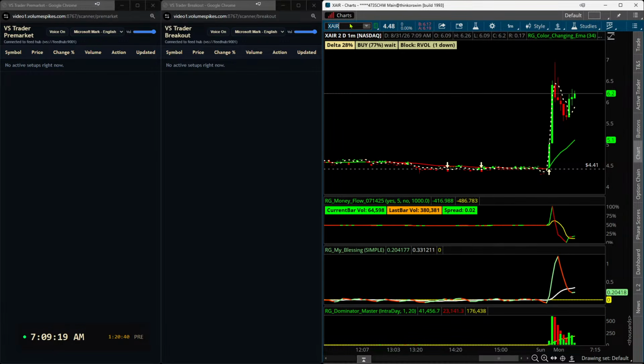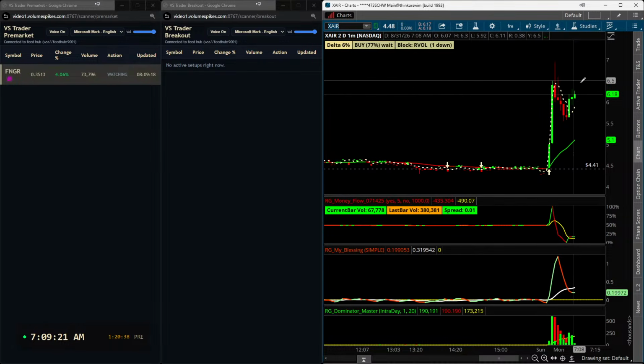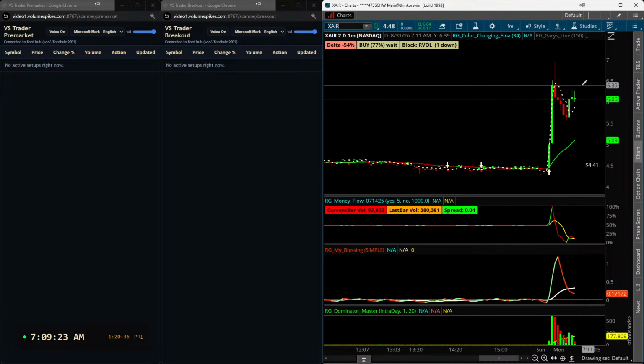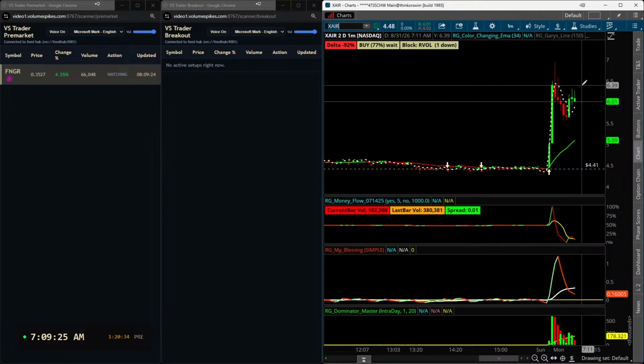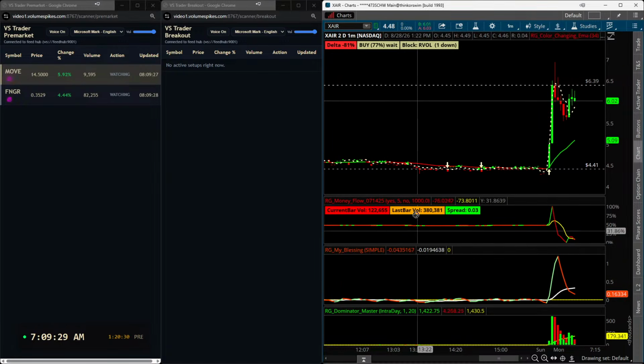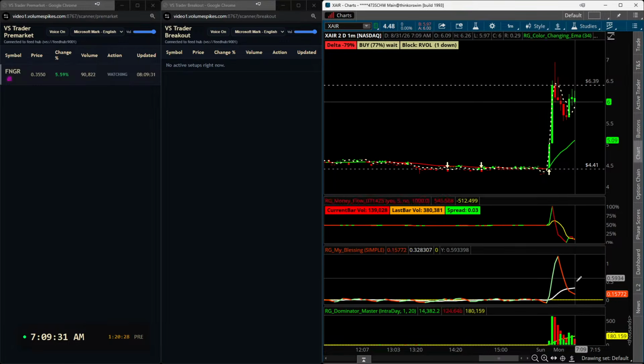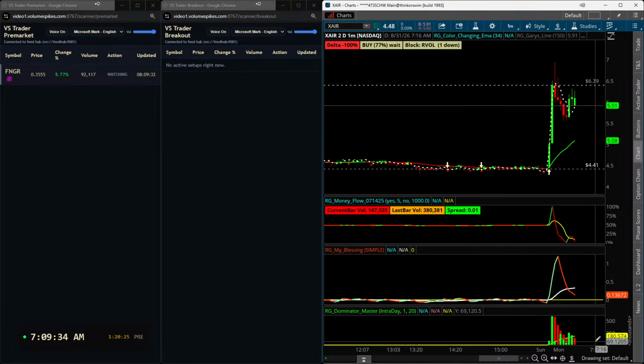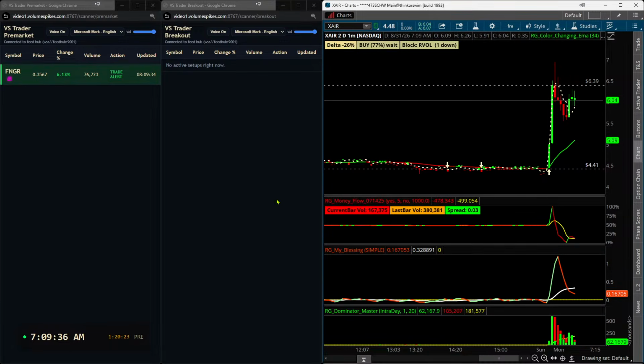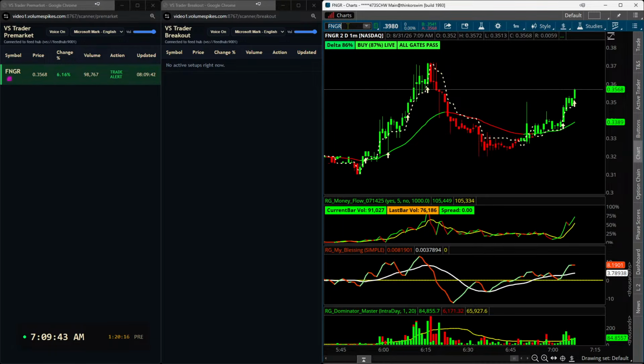XAIR needs to break this level up here at 640. I don't see the volume happening. All the indicators have made their way back down to the bottom. Pre-market trade alert. This trade is probably dead. FNGR, 35 cents. I won't be trading this one either.